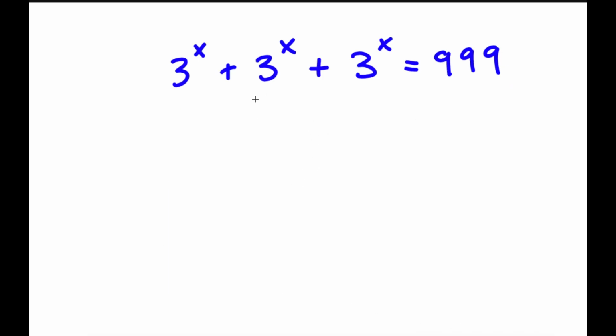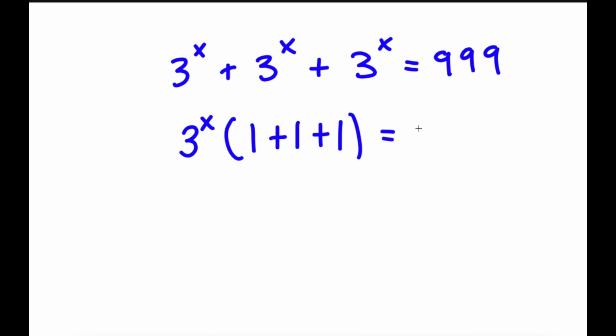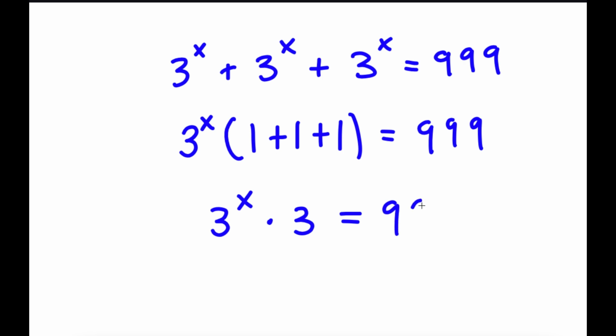Alright, so in this problem, I have 3 to the power of x plus 3 to the power of x plus 3 to the power of x is equal to 999. So to solve this, I'm going to first start by factoring out 3 to the power of x. So now I have 3 to the power of x times 1 plus 1 plus 1 is equal to 999. Now 1 plus 1 plus 1, that's equal to 3.